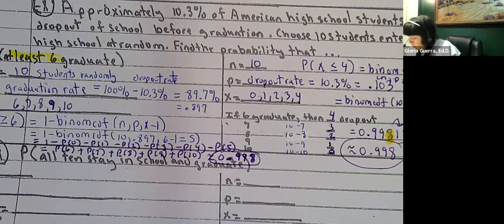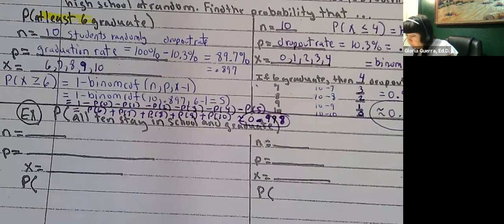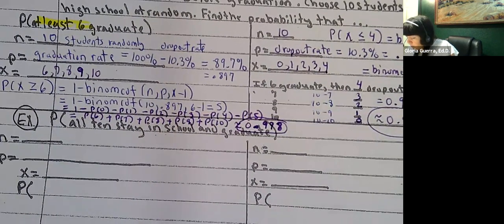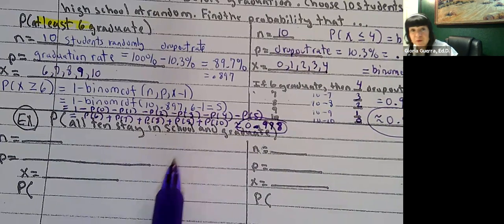Okay, we're going to do one more like that using the same high school problem, but now they say to find the probability that all 10 stay in school and they graduate.